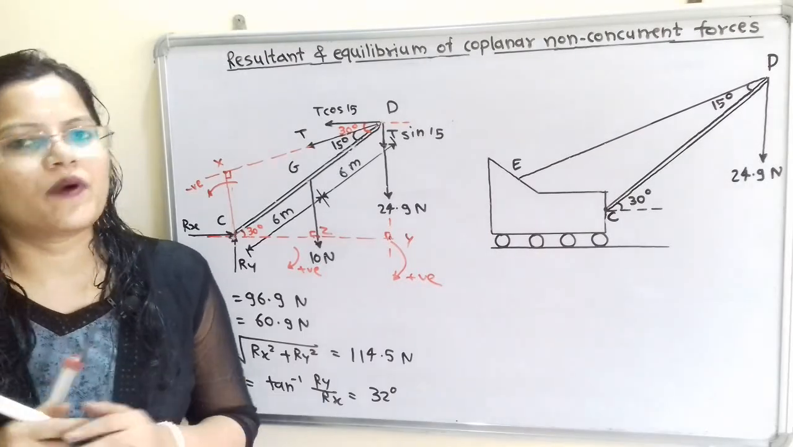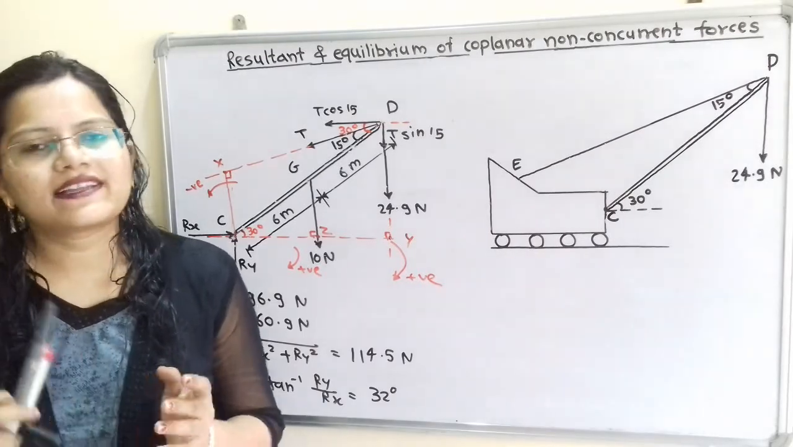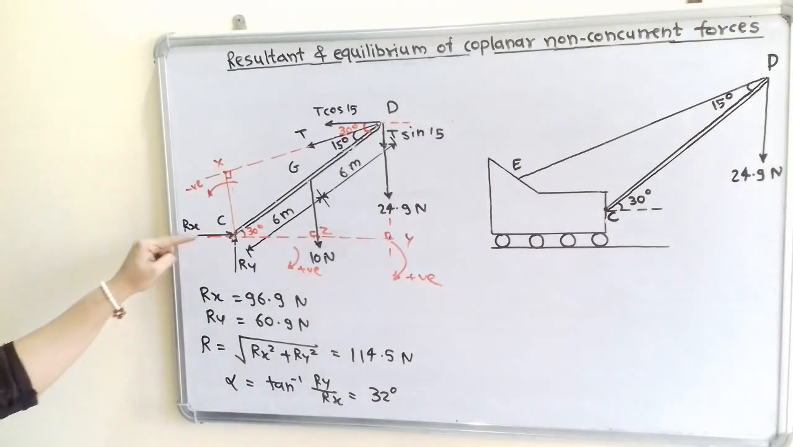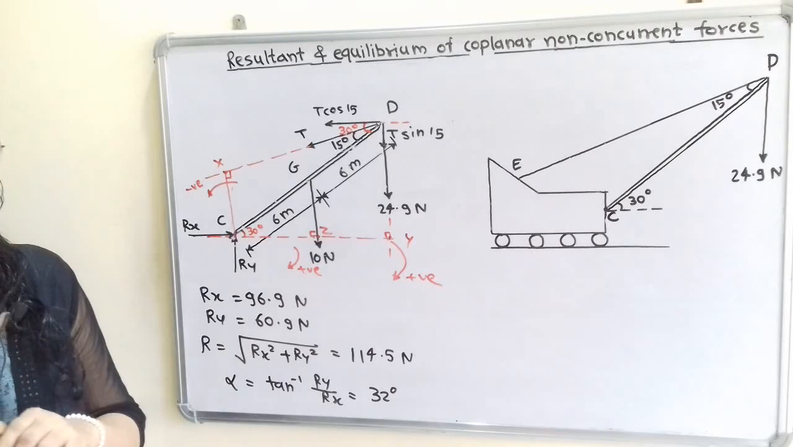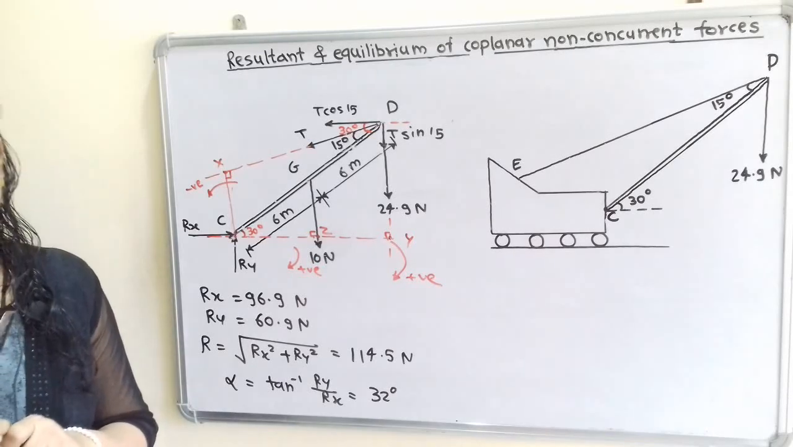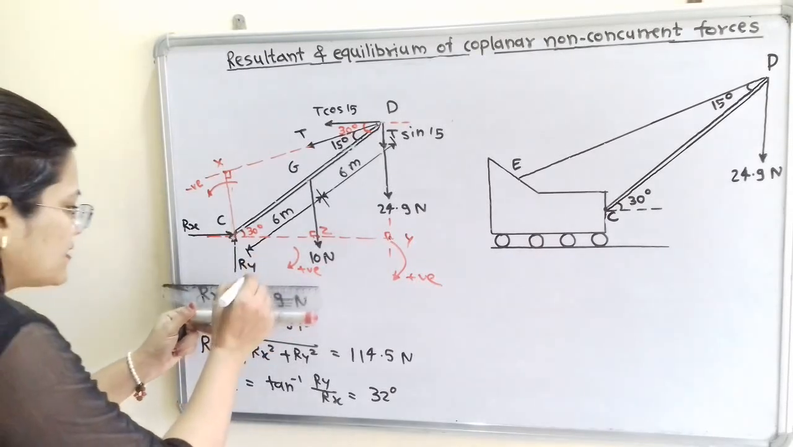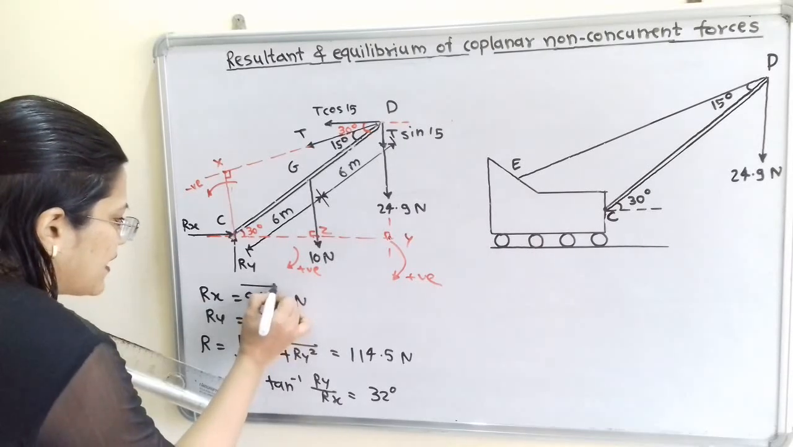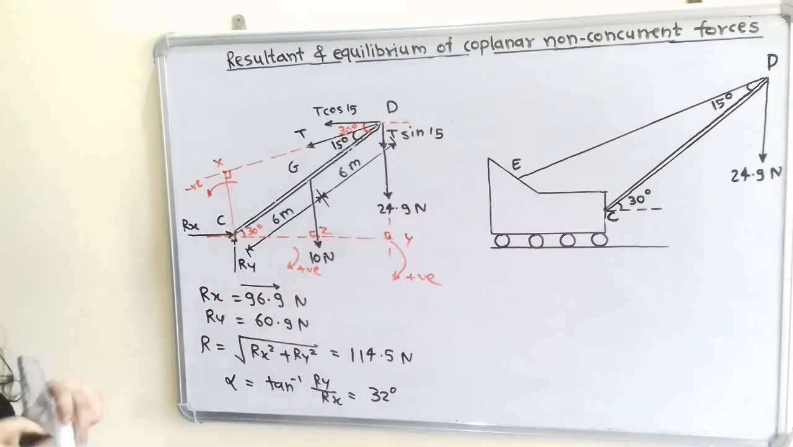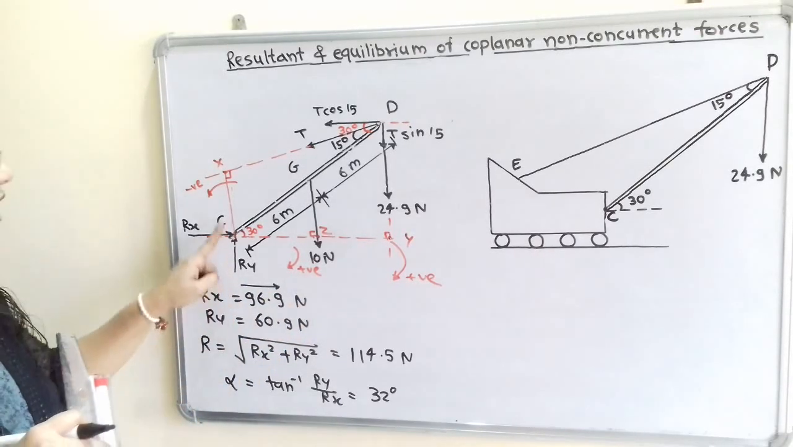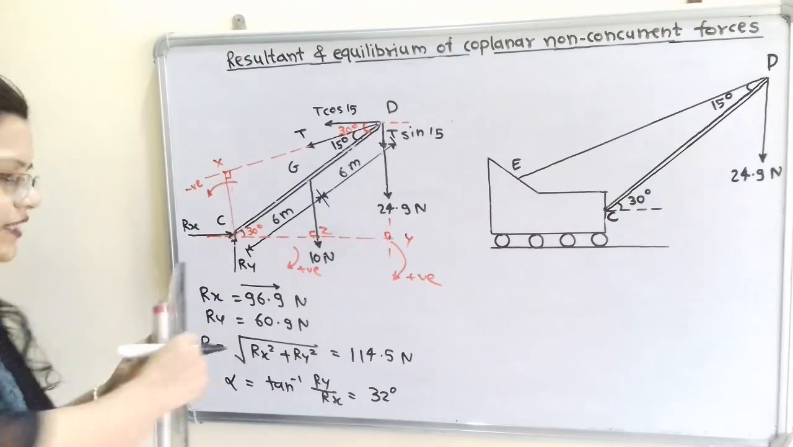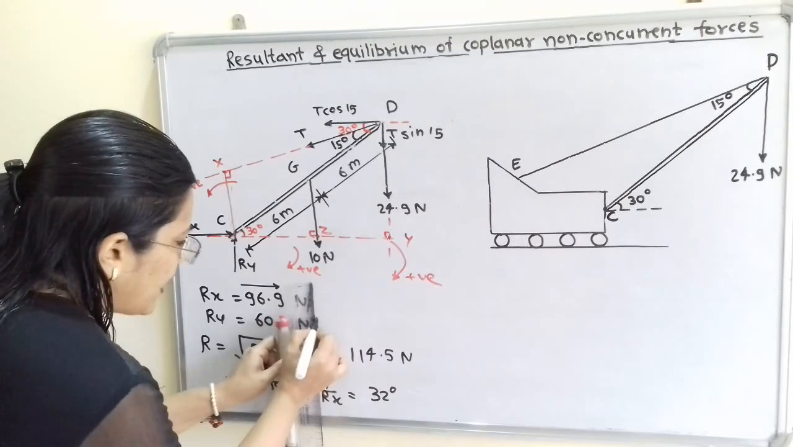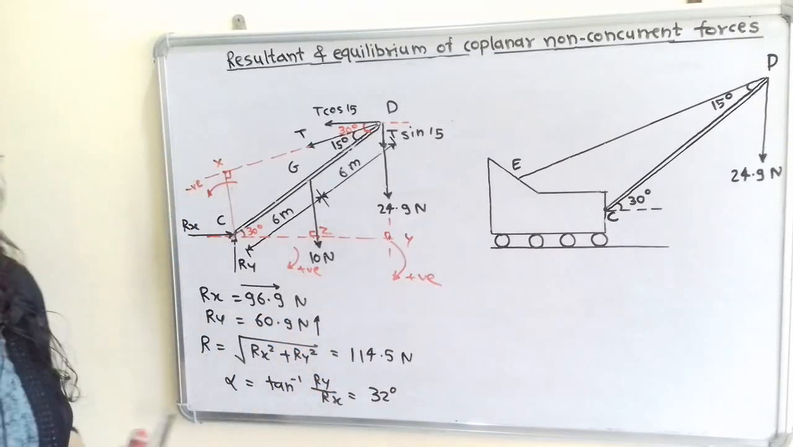Rx is having a positive magnitude. While calculating, we considered the forward direction, or towards the right hand side, as positive. So we have to show the Rx direction towards the right hand side. Ry is also having a positive magnitude, and for the upward direction we have considered a positive sign. So Ry has its direction in the upward direction.